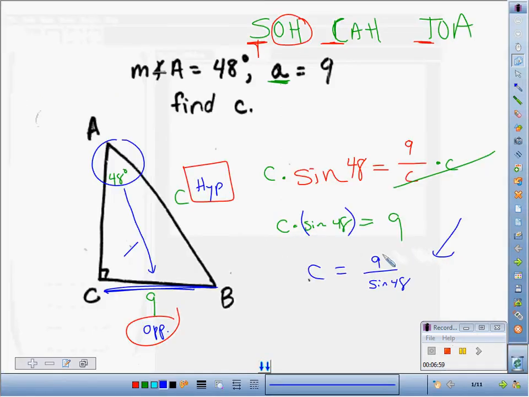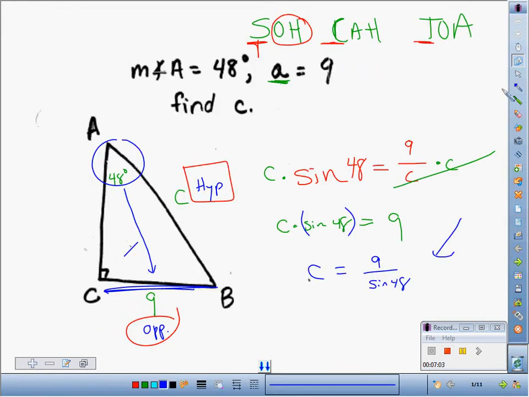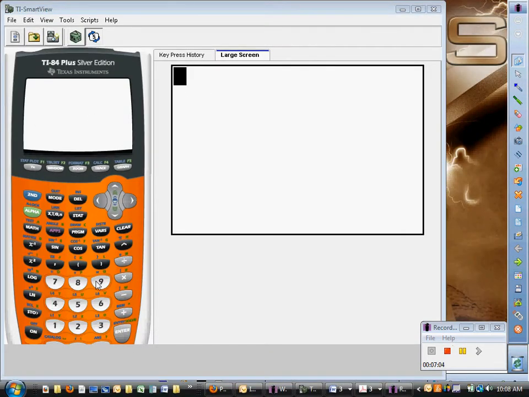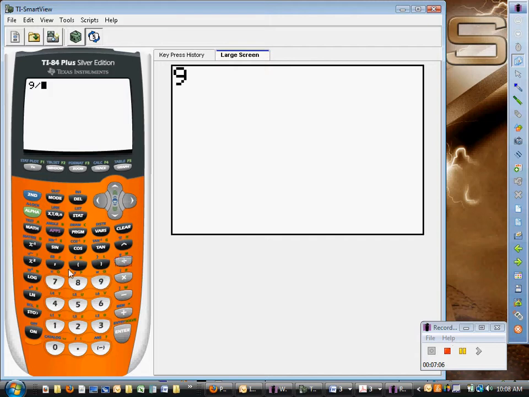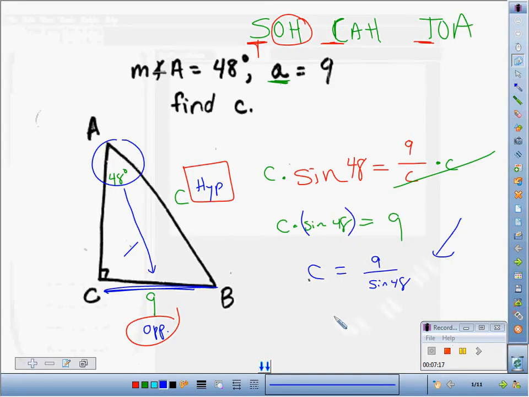We needed to punch in 9 divided by sine of 48, so I'll just punch that straight in real quick. 9 divided by sine of 48, and close the parentheses, and you should get that. And that's our final answer, so we'll round that to the nearest tenth, about 12.1. So c is about 12.1.